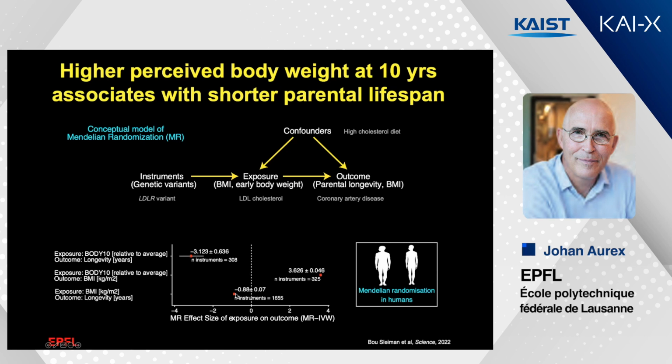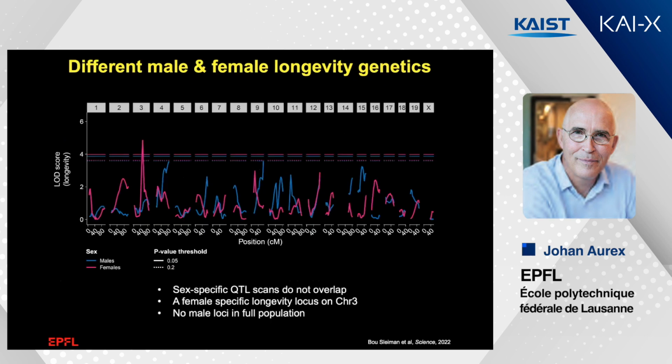So also in humans, we could see that body weight, not by itself, but body weight at young age is an important determinant of longevity. And more data are in the paper. The disappointment in this paper was that this was the most powered longevity study, and we could not find any universal longevity locus if we did scans for males and females in red and blue. You see that we find a female-specific locus on chromosome 3, and for the males in this study, we found no locus which reached the statistical significance threshold.